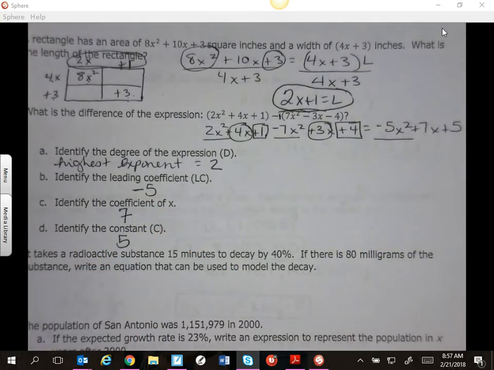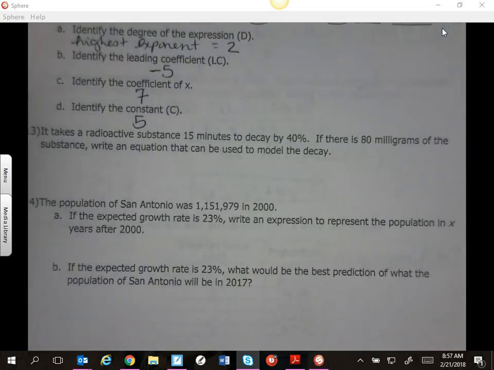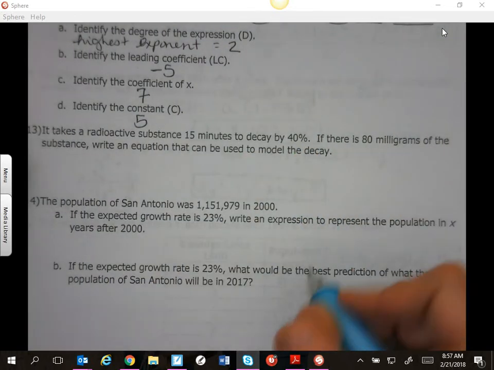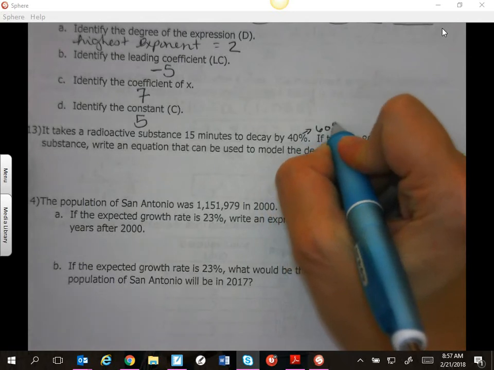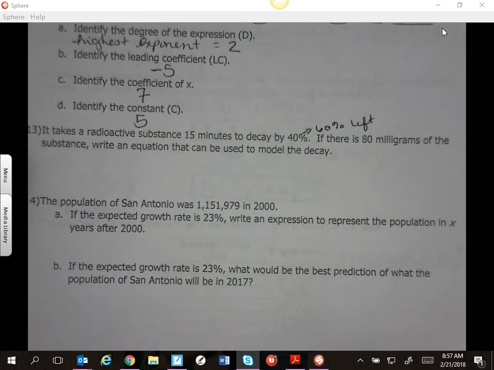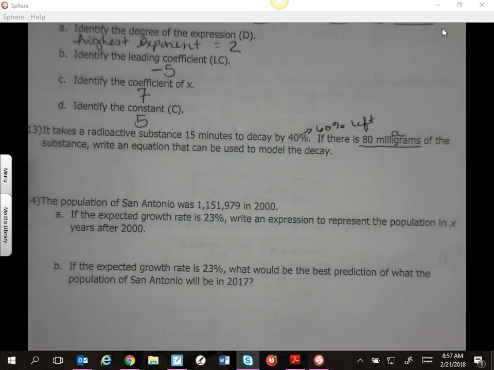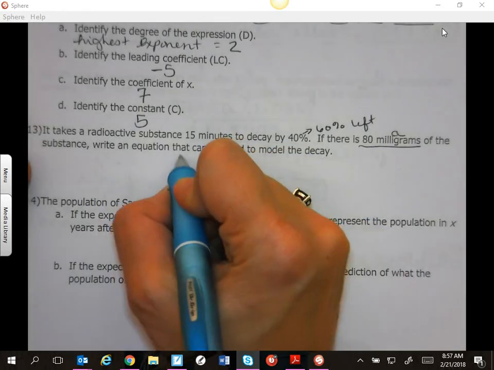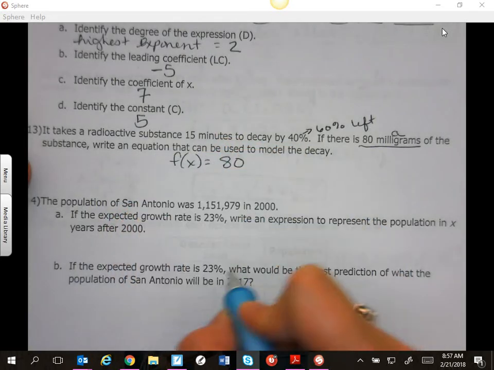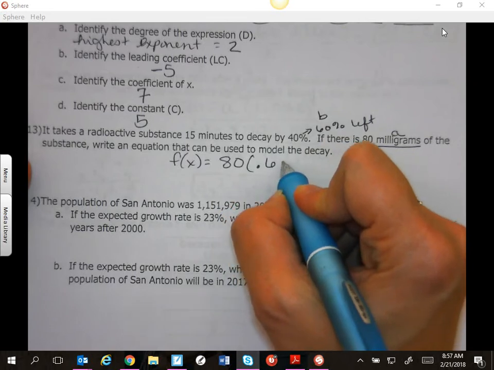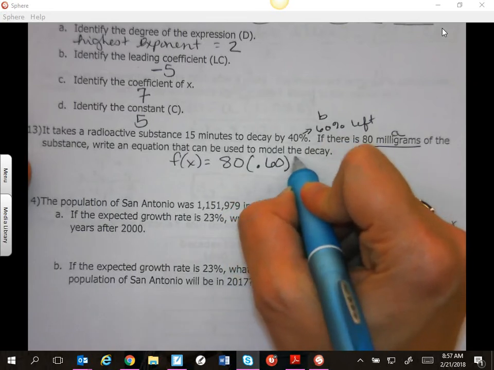A radioactive substance takes 15 minutes to decay by 40%. That means there is 60% left. There's 80 milligrams of the substance. That's your A. Write an equation to model the decay. So you can say f of x equals 80 times, this is our B, 0.6 or 0.60, to the x power.